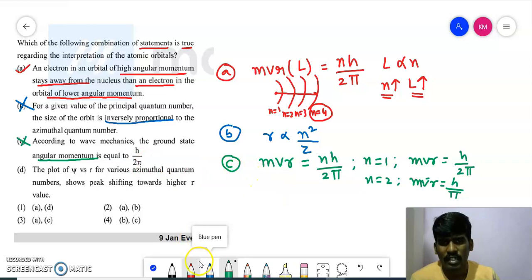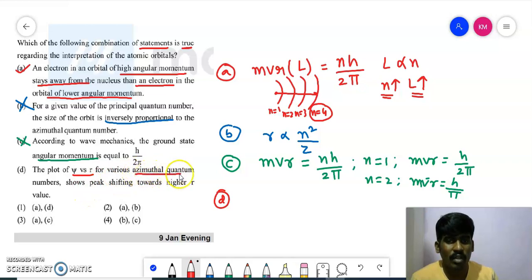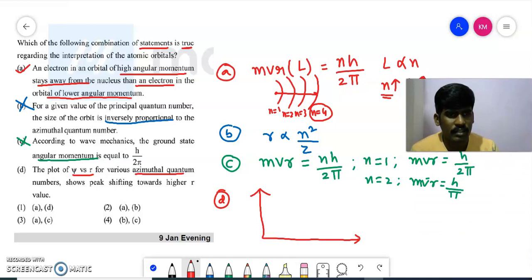Now let's move on to the next statement, that is D. Statement D, I am talking about it. The plot of psi versus R for various azimuthal quantum numbers, azimuthal quantum numbers are different, shows a peak shifting towards higher R value. Suppose I take a graph over here, the graph of psi versus R. Psi is the wave function.